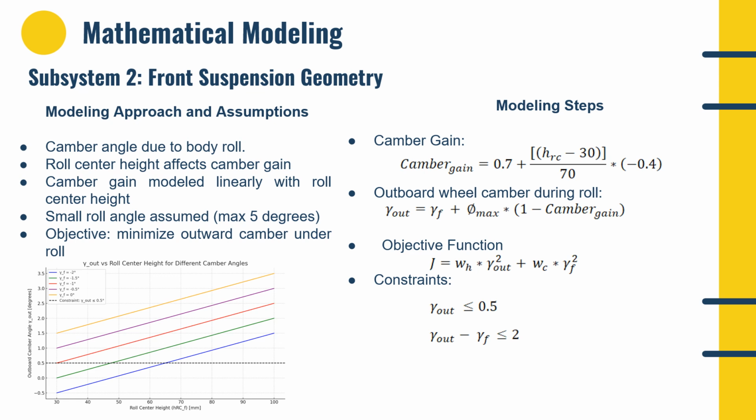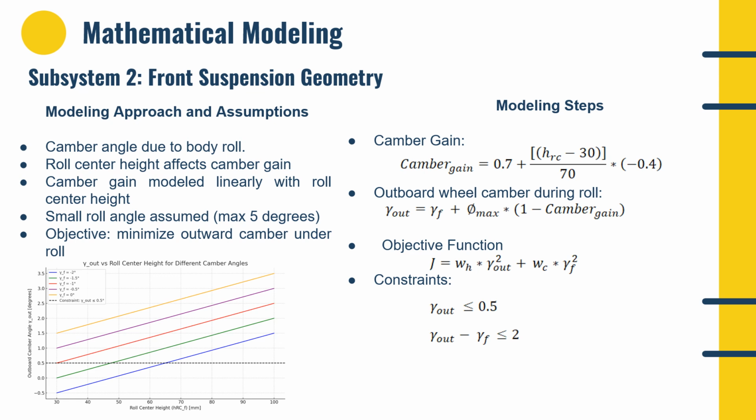This subsystem models how the camber angle changes due to body roll. We assumed a fixed body roll angle and modeled camber gain linearly with roll center height. The objective was to minimize outward camber while keeping it under limits. We optimized two key variables, the base camber and track width. As shown in the graph, outward camber increases with roll center height, which helped us identify feasible zones.